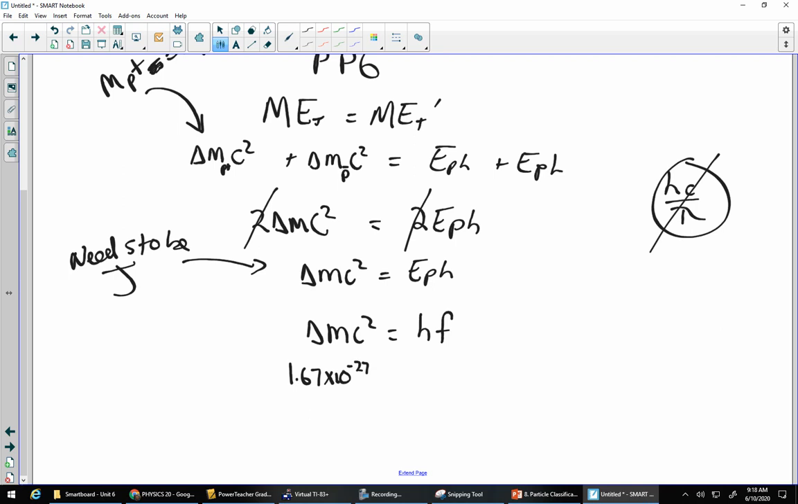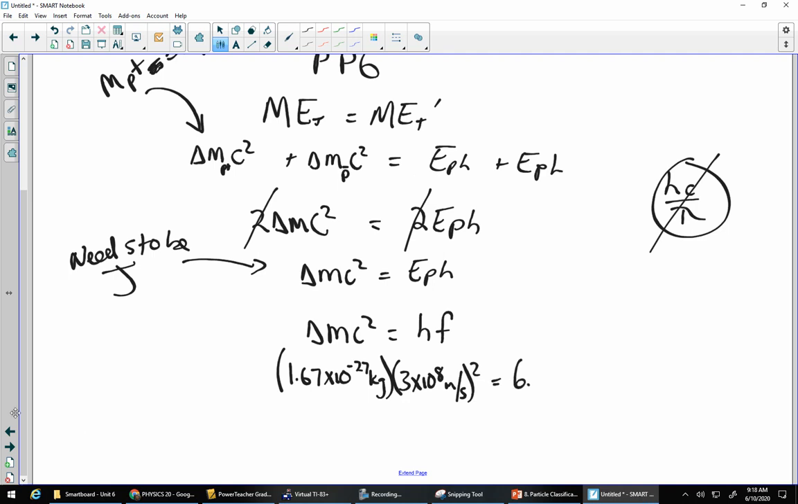Okay, so the mass of a single proton or an antiproton, 1.67 times 10 to the negative 27, and we're using that whole entire mass because the whole thing is turning into photon energy, times the speed of light squared. Well, that's 3 times 10 to the power of 8 meters per second squared. That's going to be equal to Planck's constant.